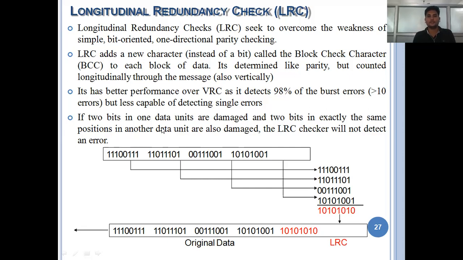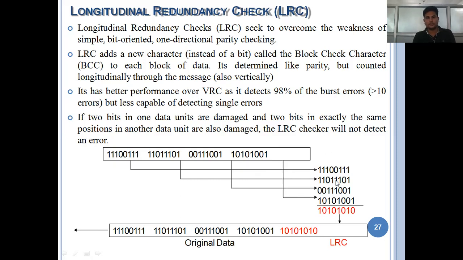If two bits in one data unit are damaged and two bits in exactly the same position in another data unit are also damaged, the LRC checker, that means the longitudinal redundancy checker, will not detect an error. For example, watch this: triple one, double zero, triple one. These are the examples.